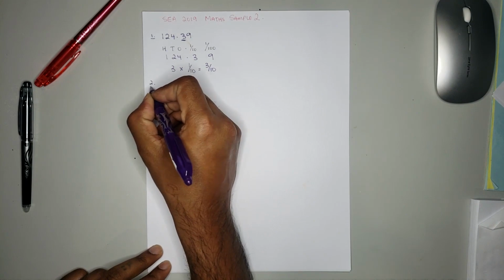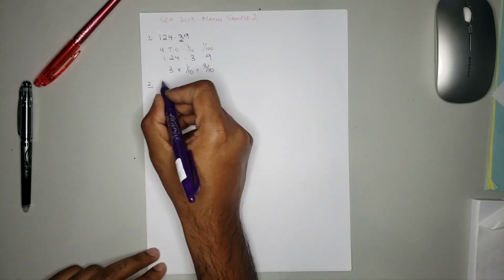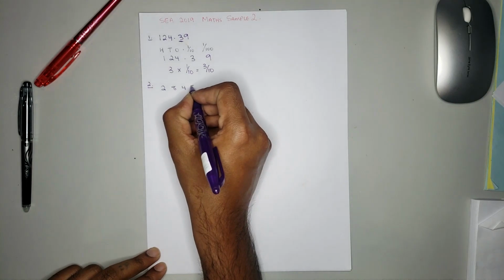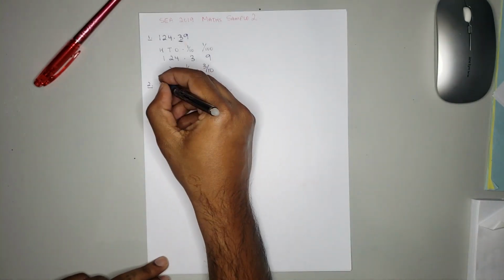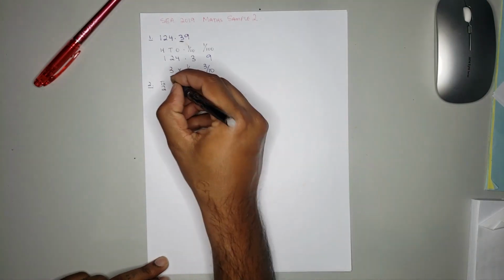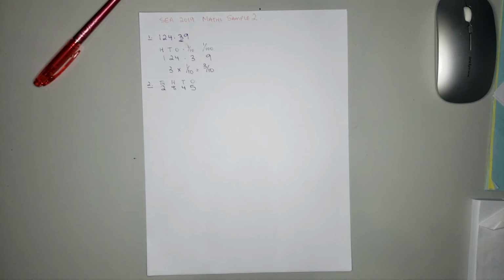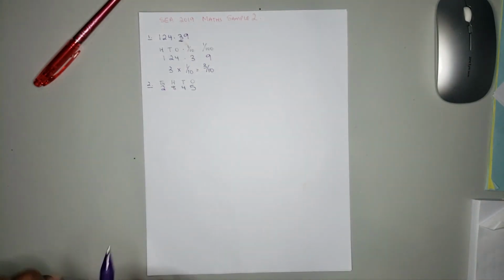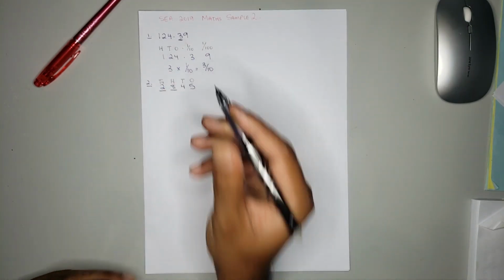Number 2, round off 2,845 to the nearest thousand. So we have the value 2,845. Same thing again, we need to look at the place value: thousands, hundreds, tens, ones. We wanted to round off to the nearest thousand, so therefore we're looking at the thousands value and the hundreds value.